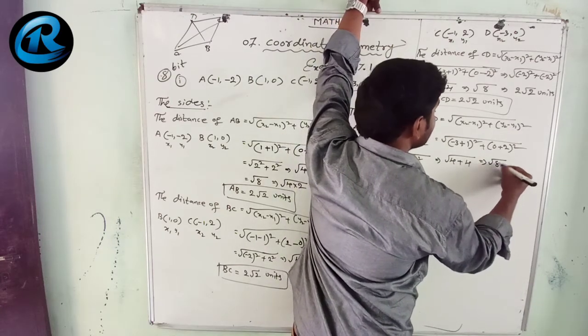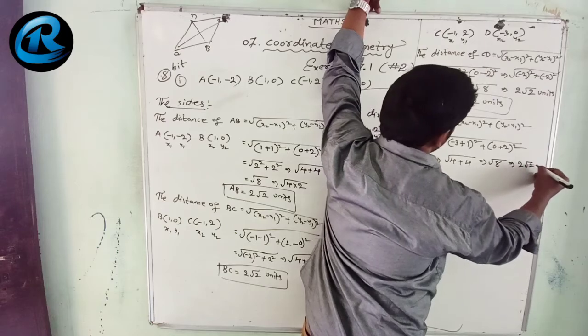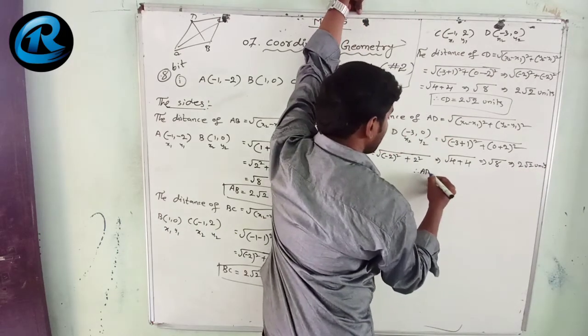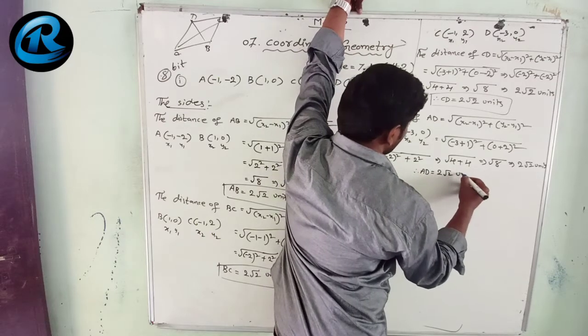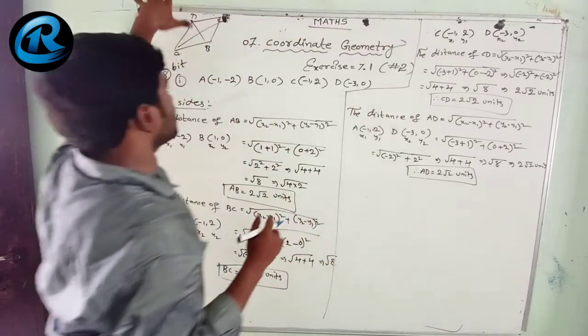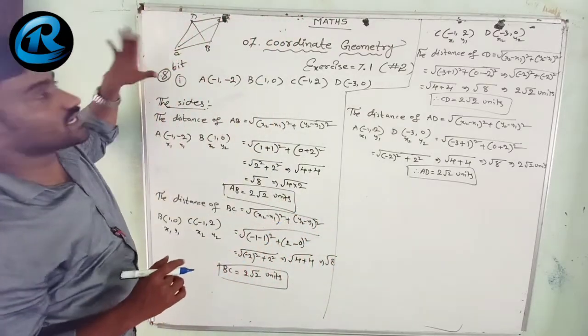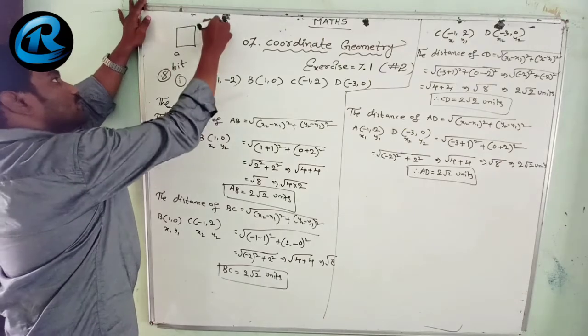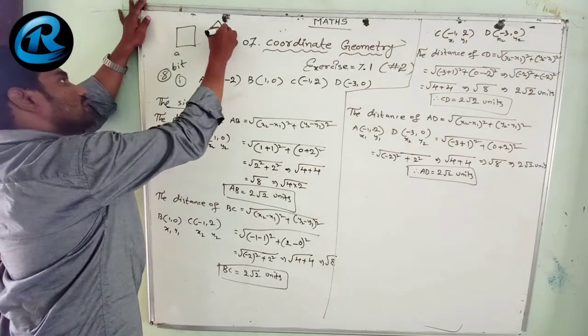4 plus 4 is 8. 8 can be written as 2 root 2 units. Hence we can write AD equal to also 2 root 2 units. So all these sides are equal. So if all the sides are equal, it may be a square or it may be a rhombus.